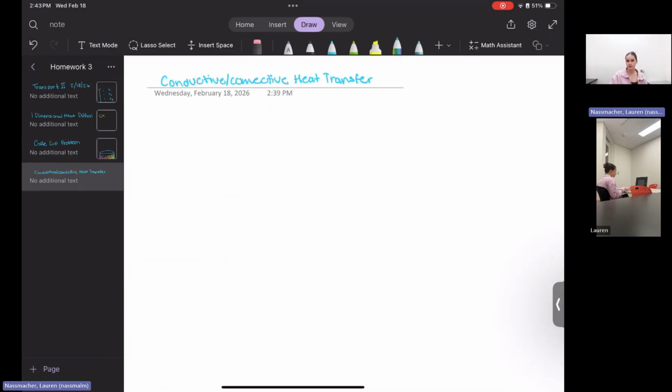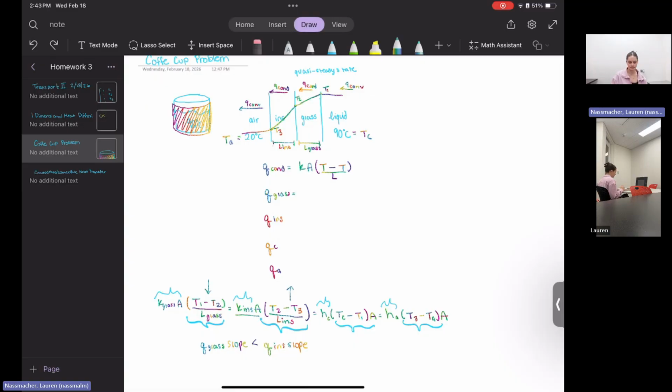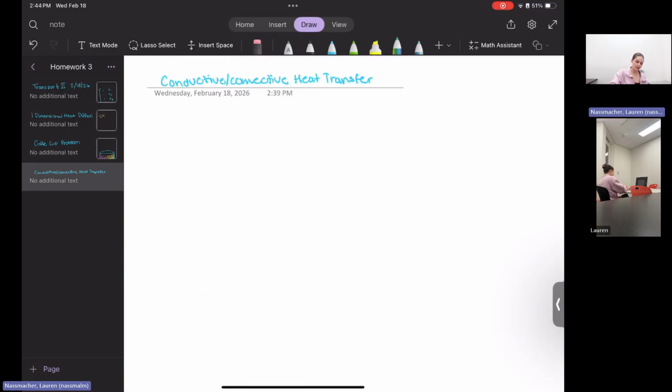Let's look at conduction-convection heat transfer through a lens of thermal resistance with regards to our initial coffee cup problem. First, let's start out by writing change in voltage is equal to current multiplied by resistance. This will help us learn the basics for what we are about to know next.